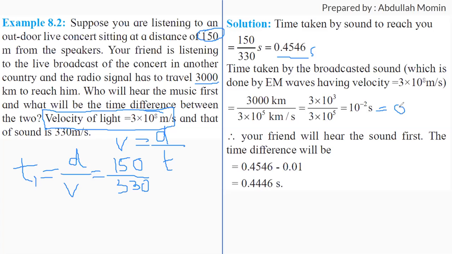That means 0.01 second. So the time taken by the wave to reach from the live concert to the television set is 0.01 second. This time is very small as compared to your time. So your friend will listen to the sound first, and the time difference will be 0.4446 second. We will subtract this.